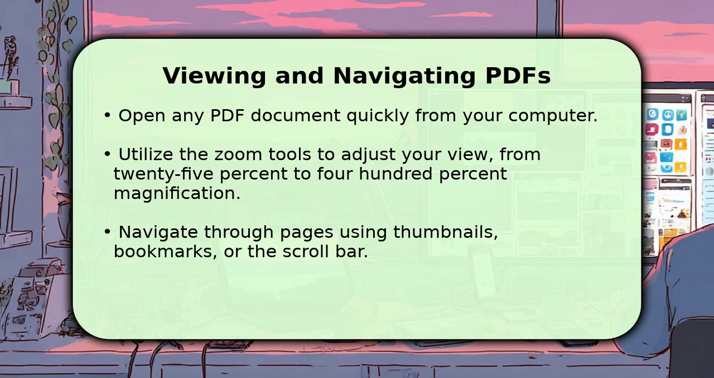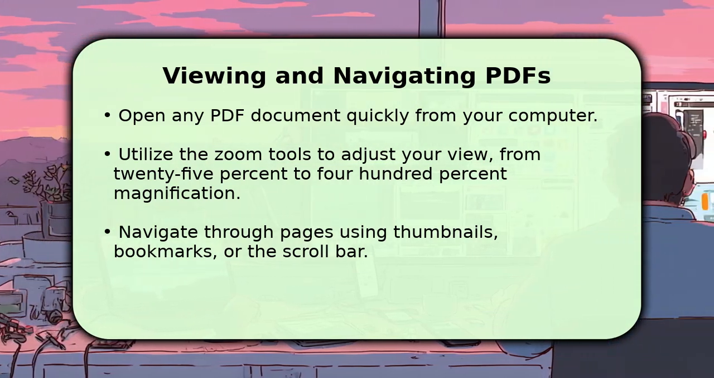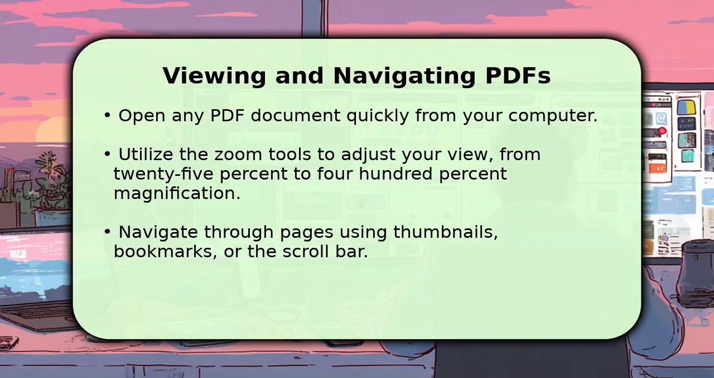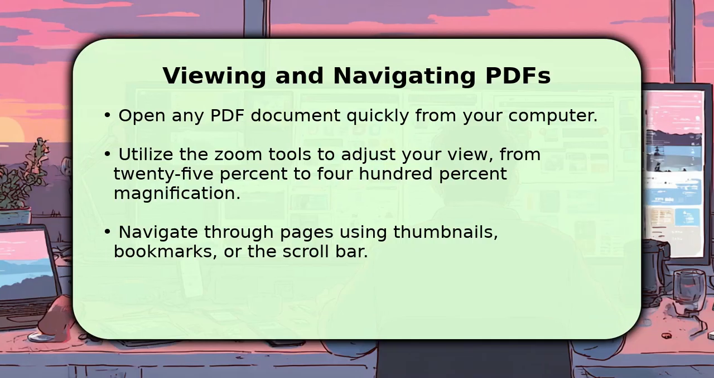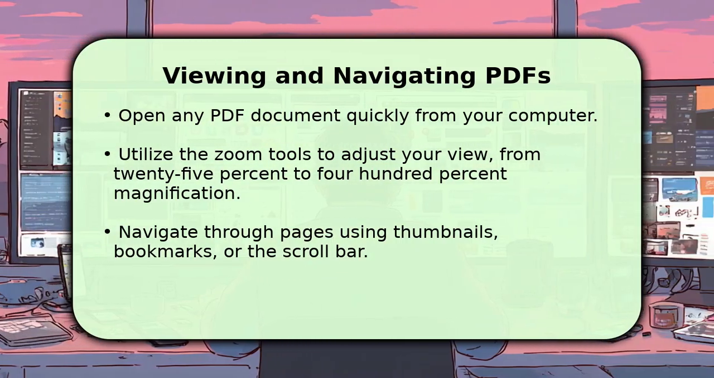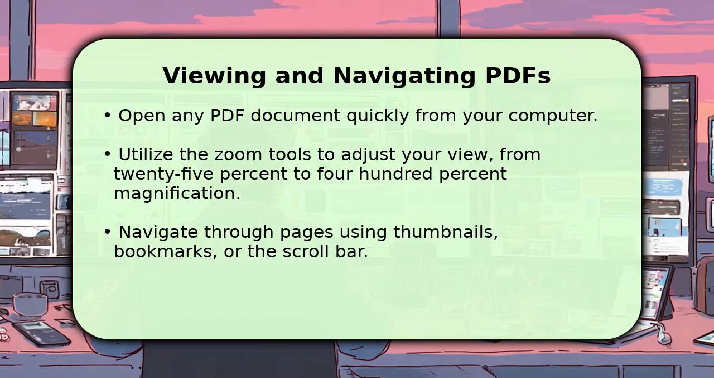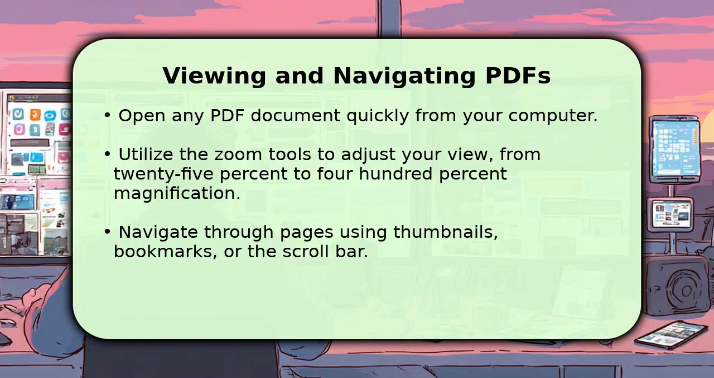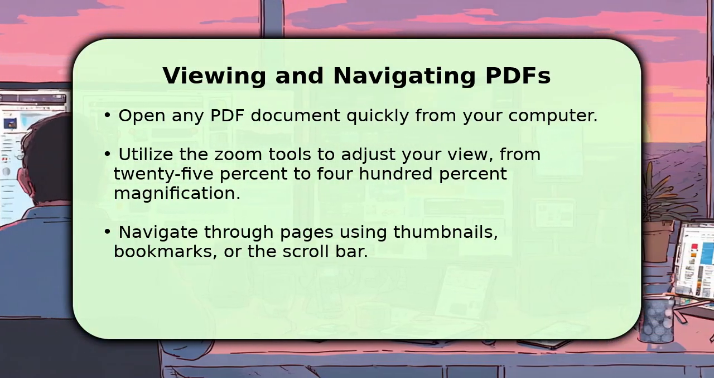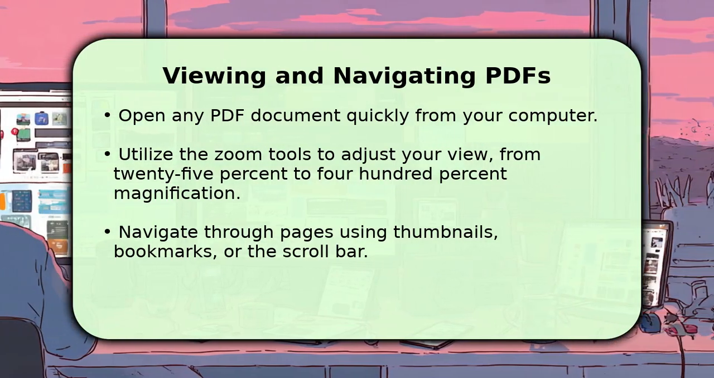Navigating your PDF documents in PDF XChange Editor is incredibly simple. You can easily open files from your local storage or cloud services, providing instant access. Use the intuitive zoom controls to view details, setting the magnification from 25% up to an impressive 400%, ensuring clarity. Effortlessly move between pages with clickable thumbnails or by scrolling smoothly, making document review straightforward and efficient.